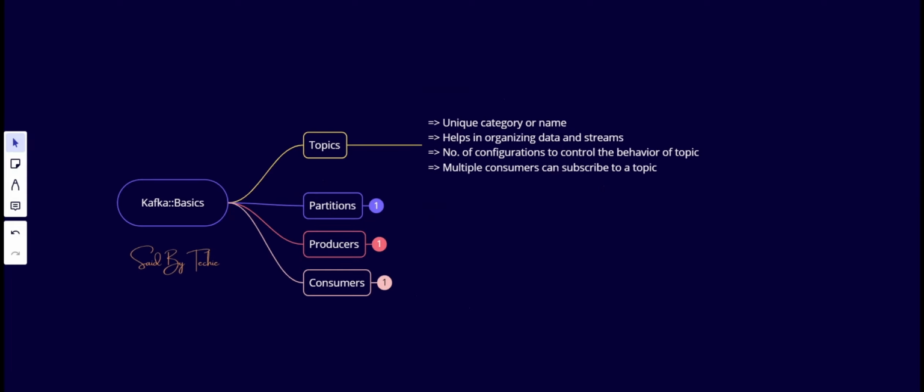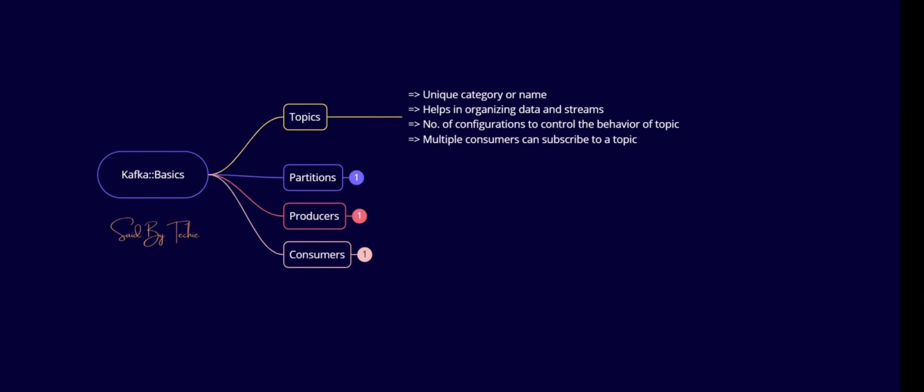Firstly, topics. So what is a topic? A topic is a unique category or name that is given. It's like file storage where you store different types of files. You have different folders, folder A, folder B. Similarly, topic A, topic B, you can name them, but these should be unique in a Kafka cluster. It's useful in organizing the data.